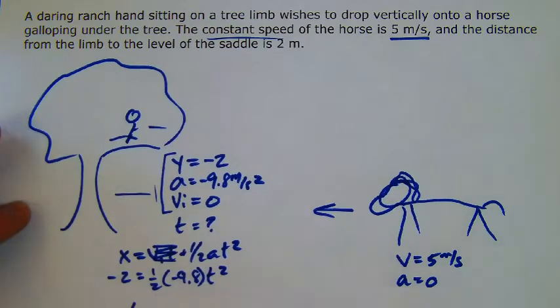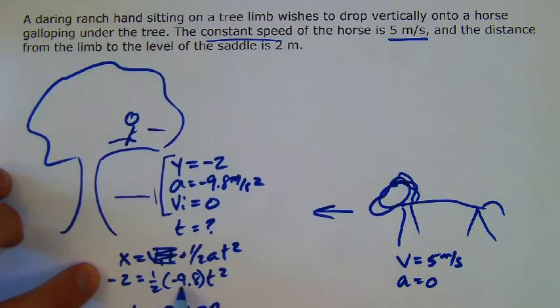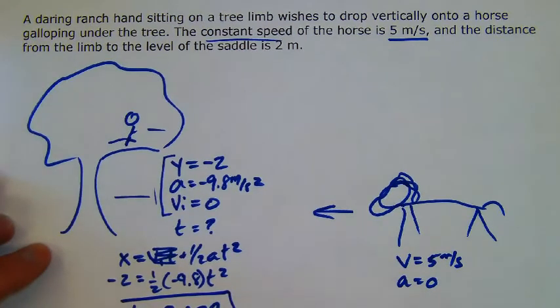If I punch that into my calculator, I'm going to have 2 times 2 divided by 9.8, and then square rooting that, I'm going to get a value of 0.639. Now, if you forgot to put the negative here, what you would end up with is a negative under the radical, which says, hey, I missed a negative somewhere. And so those 2 negatives cancel out and become positive. So I know it's going to take the ranch hand that long in order to fall.